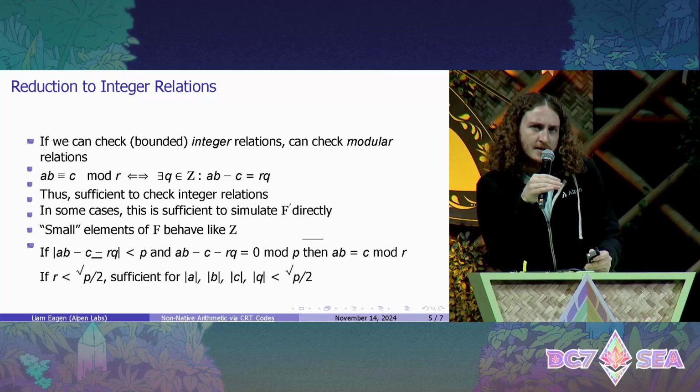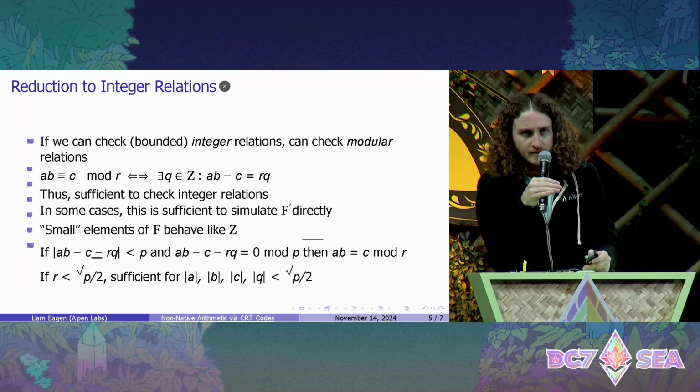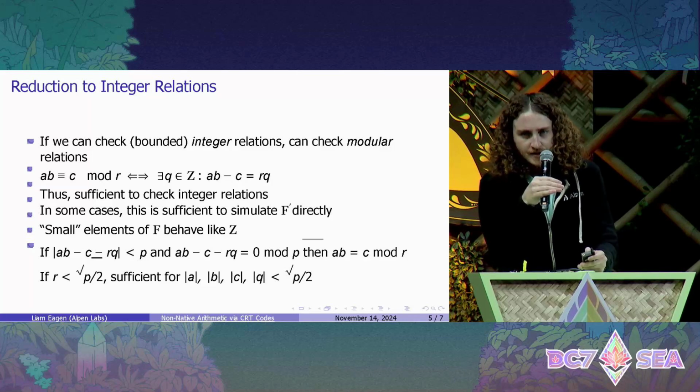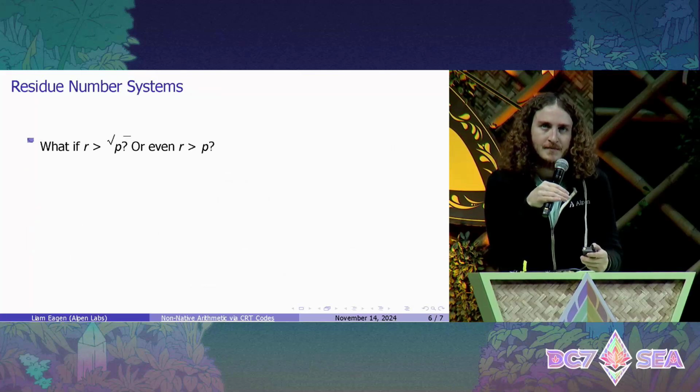And so this works sort of like up to square root of the size of the field, basically. And that's coming from the fact that we're checking a multiplication. If you were checking a degree 3 thing, then you'd want like cube root or something like that.